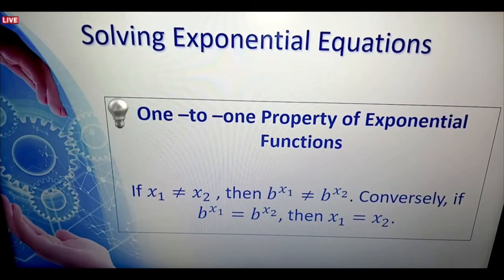But before we proceed to the operation, we must first recall the one-to-one property of exponential functions. That is, if x sub 1 is not equal to x sub 2, then the base b raised to x sub 1 is not the same as the base b raised to x sub 2. Conversely, if base b raised to x sub 1 is equal to base b raised to x sub 2, then the exponents are also equal.